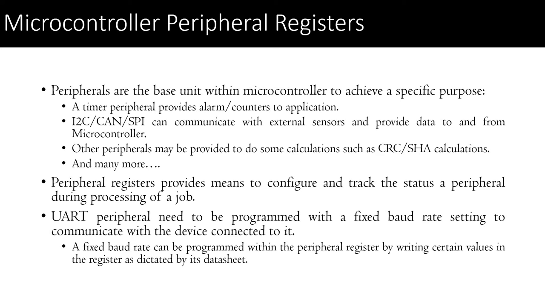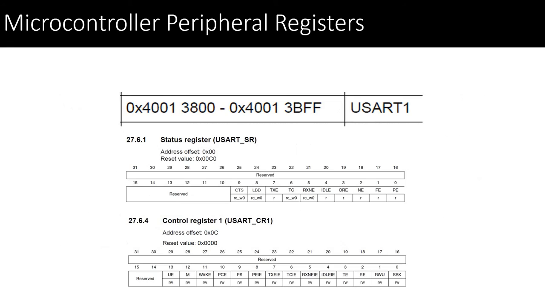Another example is a UART bus which needs to run at a certain baud rate to communicate with the external device. In order to set up the UART peripheral to run on a fixed baud rate, you might need to program the peripheral registers with certain values so that it can communicate properly with the external device. And how to program a peripheral can be seen in the datasheet provided by the silicon vendor.